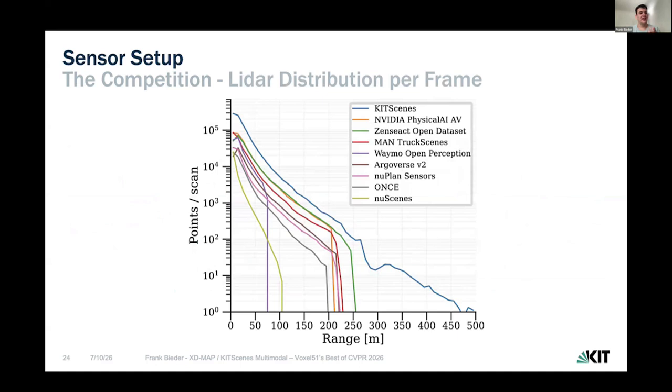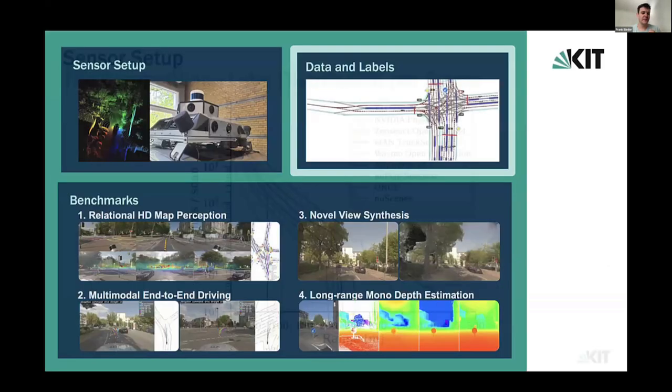Here, for example, is the LiDAR range distribution of a lot of the current datasets, most of which only have a range of 200 to 250 meters.